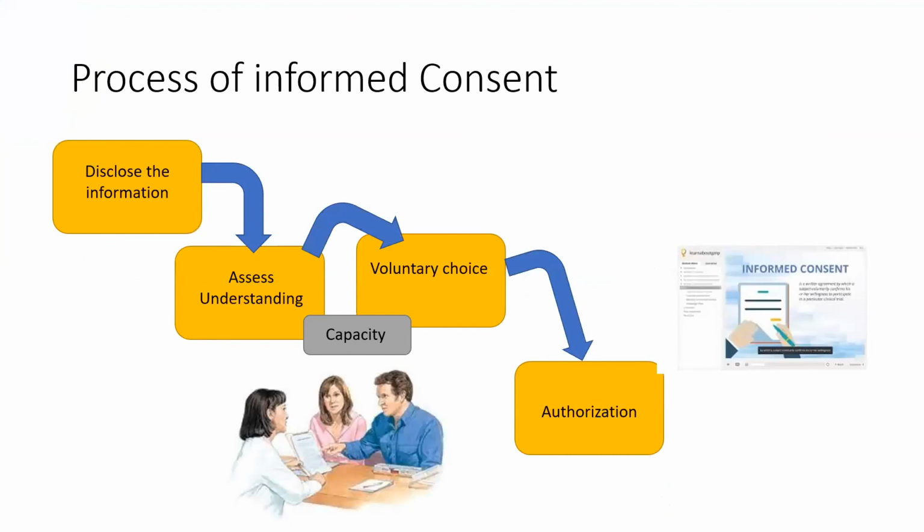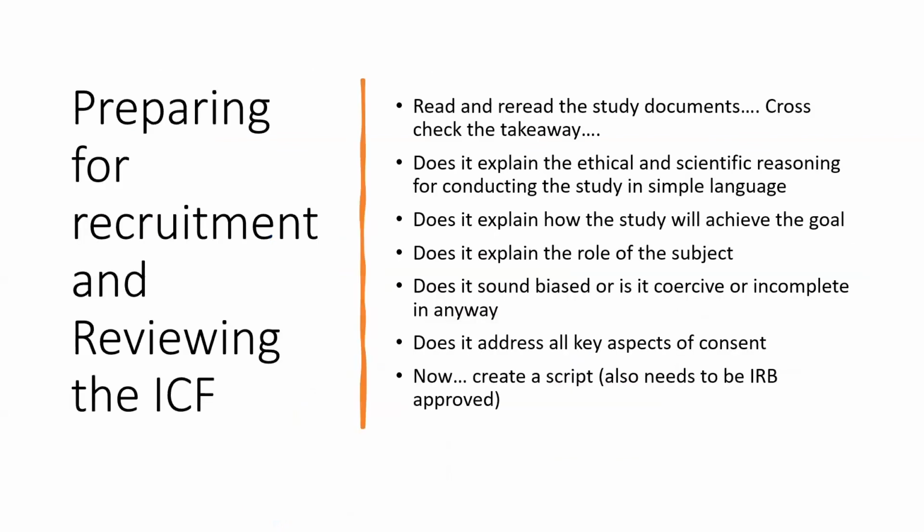This is a very oversimplified version of the process. You're going to disclose information, assess understanding, and make sure they understand that it's a voluntary choice. You're going to see what capacity they have to consent, and then the consent process is their authorization of it, right?